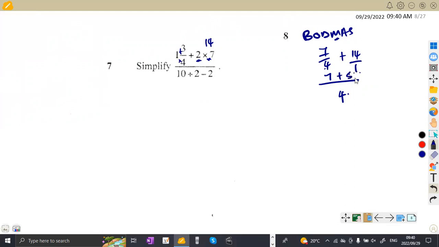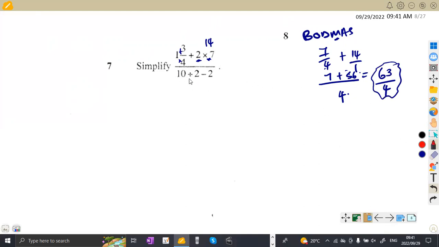which is 56. Remember, Paper 1, guys, you must be very, very fast, even on your calculations, so that you don't take much time. And if you add this, you're going to get 63/4. This is from the numerator. We do the same in the denominator here.